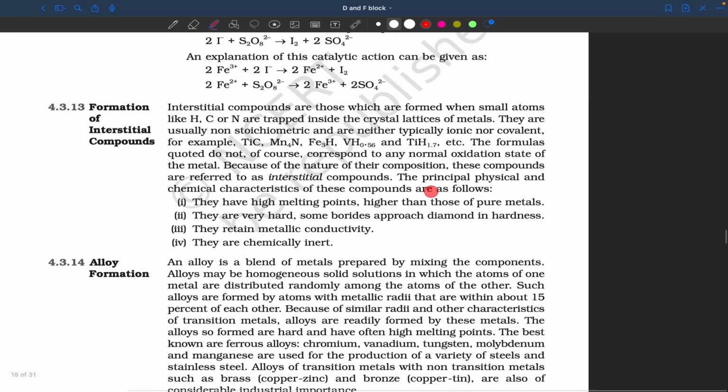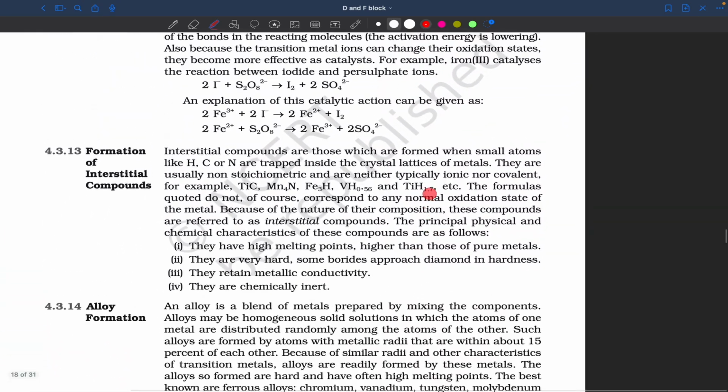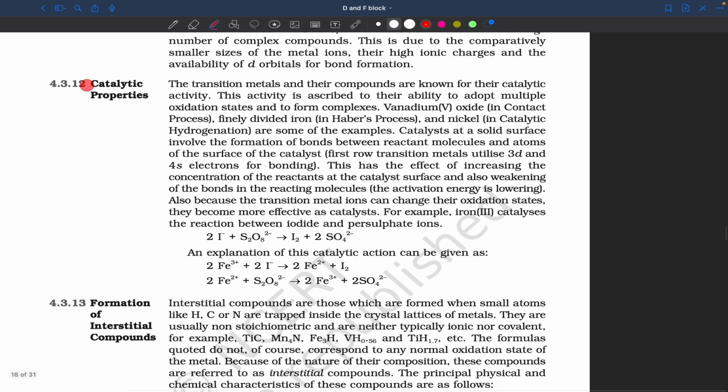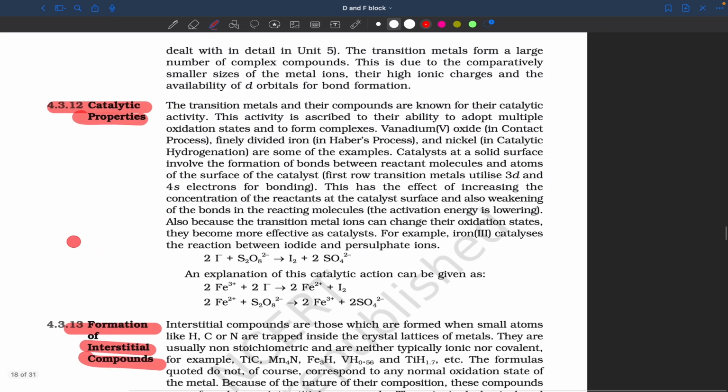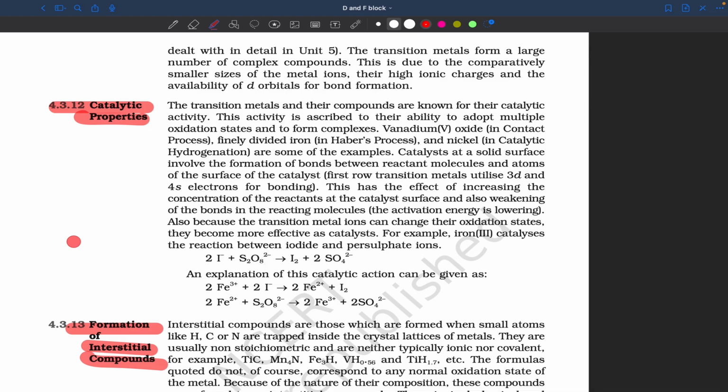Okay, so next and the last parts of this topic are catalytic property of the d block elements, formation of interstitial compounds, and formation of alloys. So we should know these also. Most of the d block elements are good catalysts. Why are they catalysts? Because they have empty d orbitals present. These empty d orbitals allow other gases to get adsorbed and desorbed. So therefore they act like a catalyst.